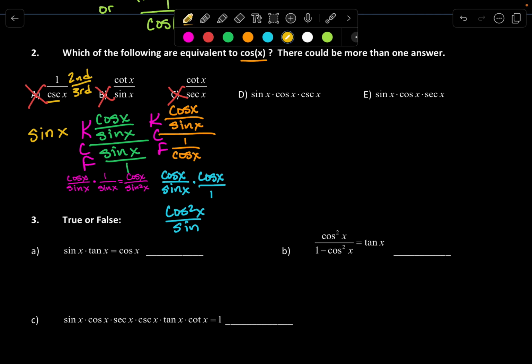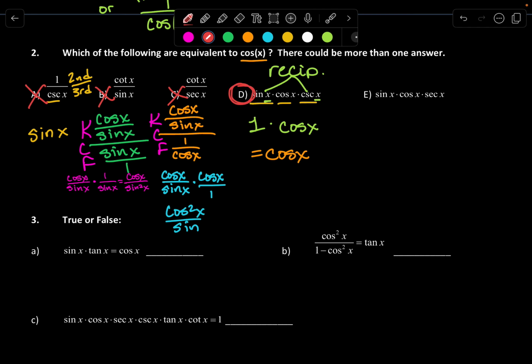Option D, I've got sine x times cosine x times cosecant. Well, sine and cosecant are reciprocals. And when you have the reciprocals of the same number, in this case both of x, being multiplied by each other, they just equal 1. So 1 times cosine x equals cosine x. So D does equal cosine x.